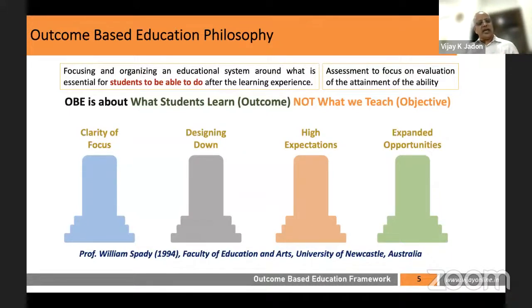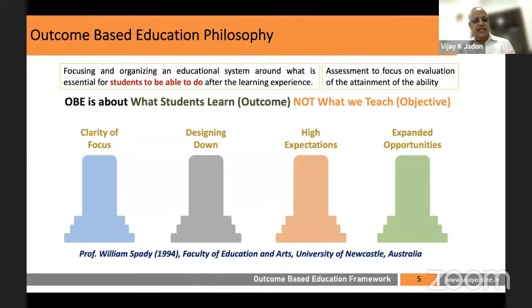When we implement outcome-based education, clarity of focus means the outcome statements of whatever program he is taking up are to be decided. He should have this much capability after the maritime training or studying in mechanical engineering and so on and so forth.